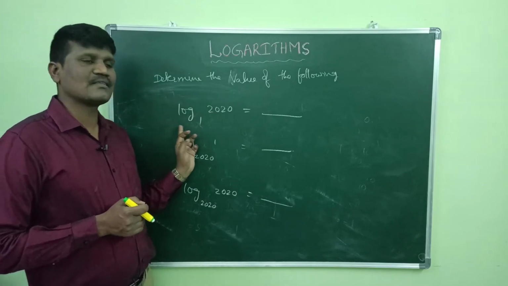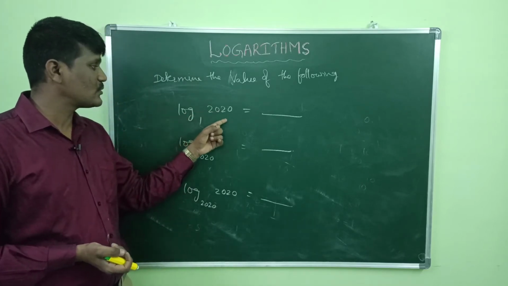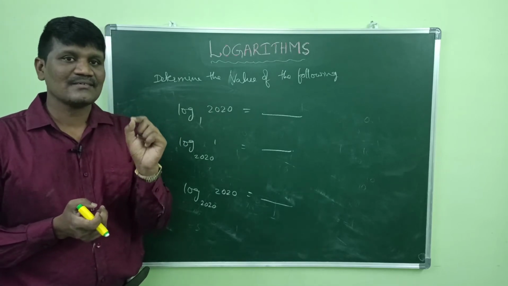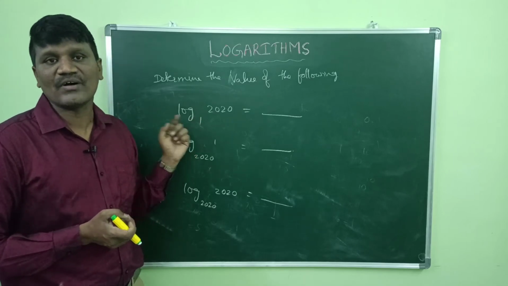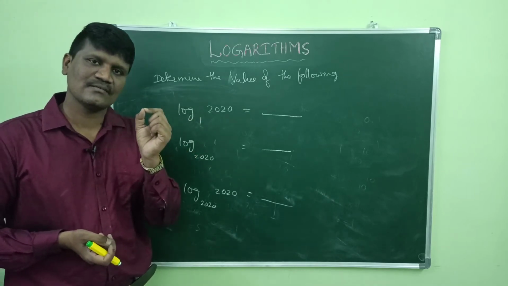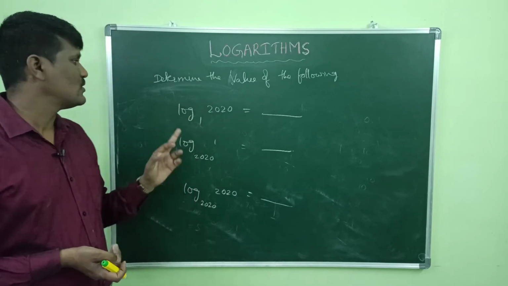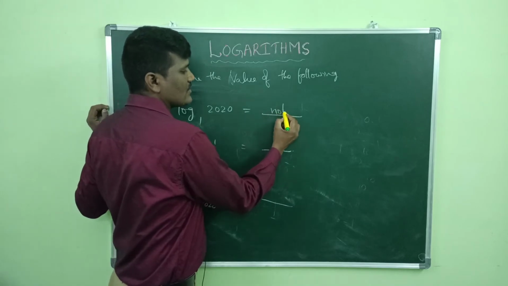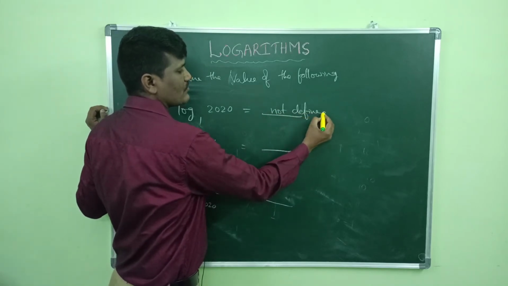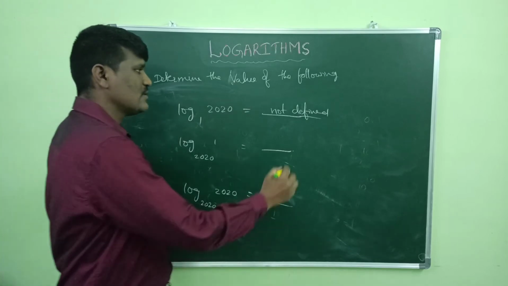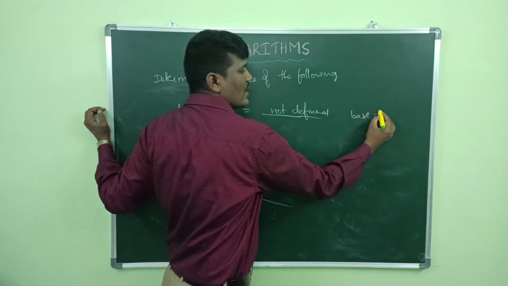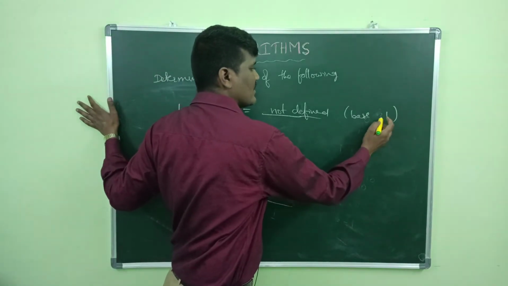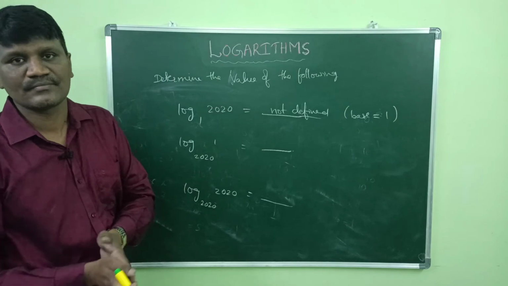So for the first one, what is the answer that you know? Log 2020 to the base 1. What is the answer? You should remember that the log base can never be 1. If the base is 1, the logarithm is not defined. So log 2020 to the base 1 is not defined, because the base should not be 1, and the base is equal to 1 here. Base should not be 1, right?